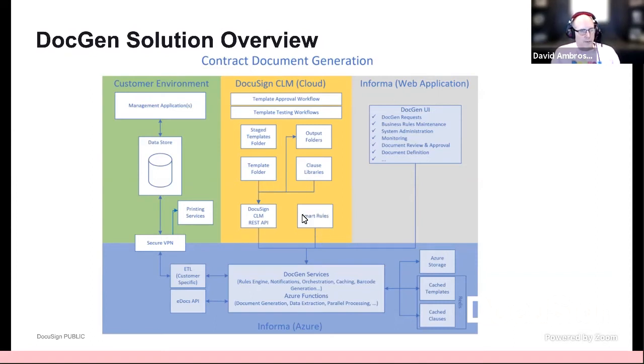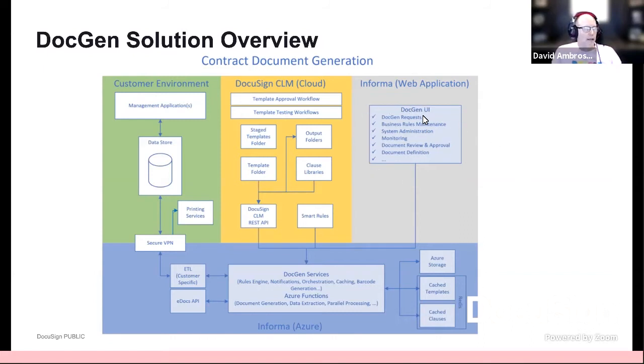So the smart rules actually make calls back to our DocGen API to indicate if a folder or a template or clause library has been updated, at which point we make a call back through the CLM API to pull that revised data back and stick it into our Redis cache, again, for the next document generation request.